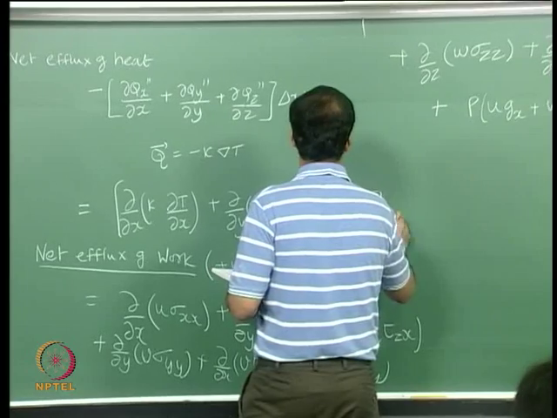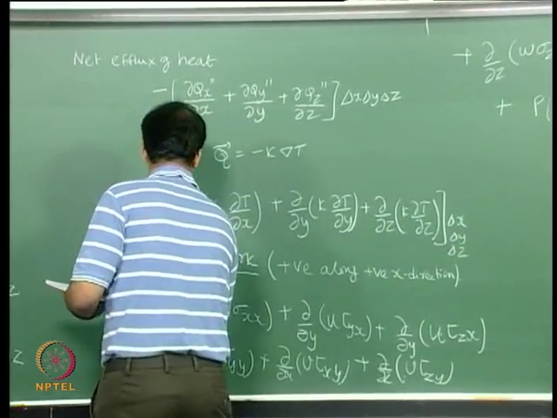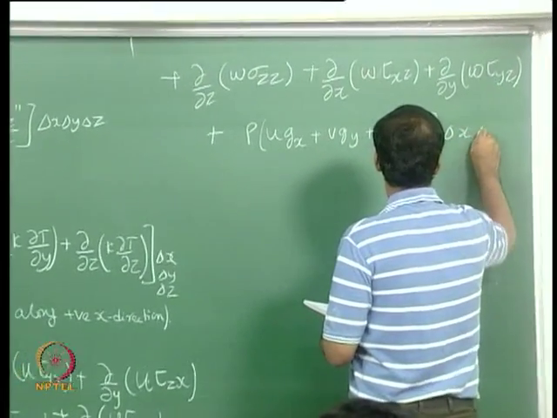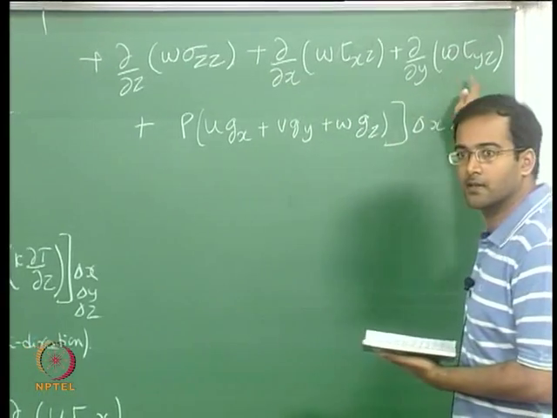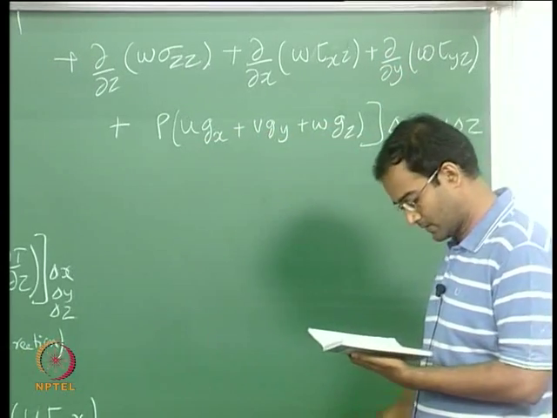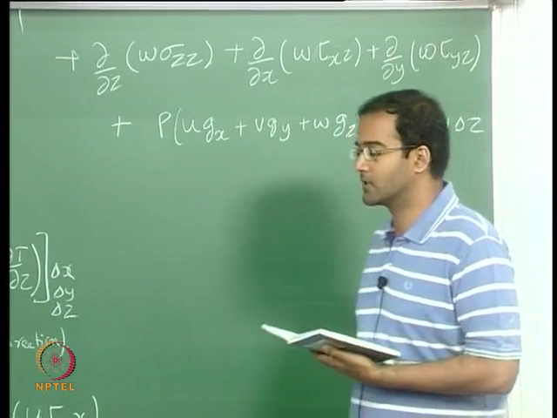Now this entire expression right here, I have to multiply by the volume, and the same with respect to this. Because this is a volumetric force, you can see directly this is multiplied by the volume. The other ones, you know, from the Taylor series expansion, you have this delta x delta y. So any questions on this?